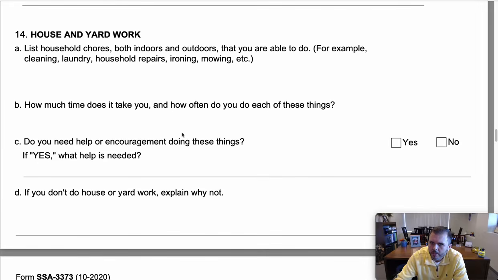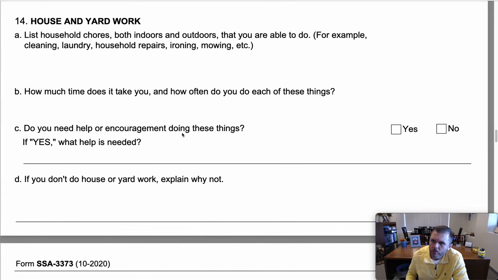House and yard work. List household chores, both indoors and outdoors, that you're able to do. Okay, so these are things you're able to do, but you may need to take breaks. And you'll get that in section C here. So cleaning, laundry, household repairs, ironing, mowing. You just want to be vague, as always. So if it's cleaning, you just say cleaning. You don't say cleaning what? You don't say how long it takes. You don't say what you use.